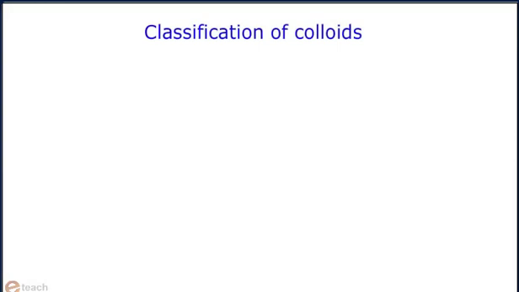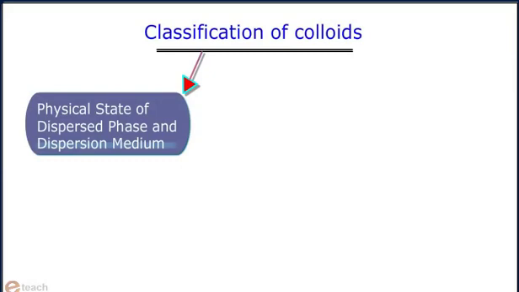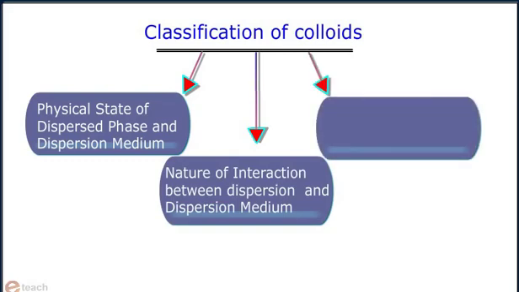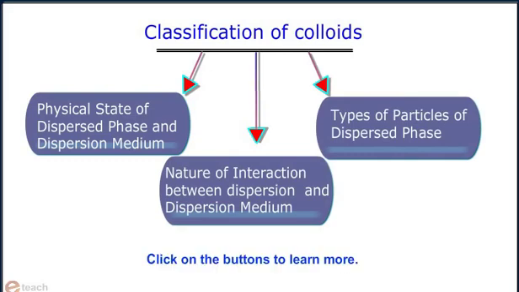Classification of colloids can be divided into three categories: physical state of dispersed phase and dispersion medium, nature of interaction between dispersed phase and dispersion medium, and type of particles of the dispersed phase. Click on the corresponding buttons to learn more.